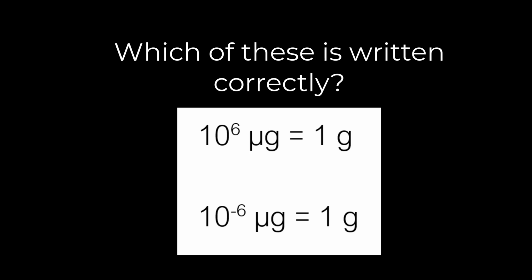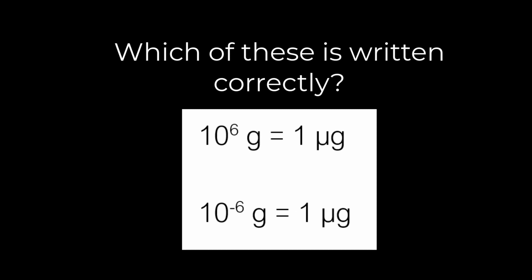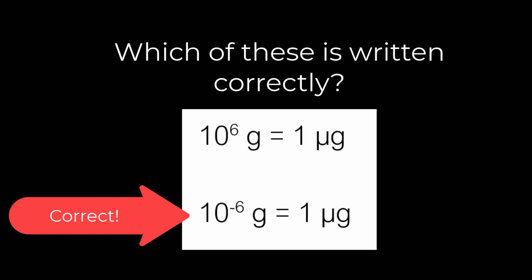Now, what about the converse? What if I said 1 microgram equals something? Which one of these is correct? Okay, so how do I know this? I know that a microgram is much smaller than a gram. So clearly 1 microgram doesn't equal 1,000,000 grams, which would be the top option. So in this case, the bottom option is actually the correct one.